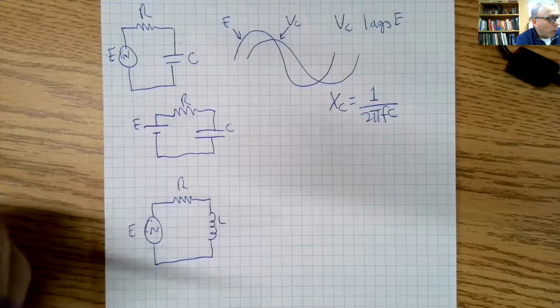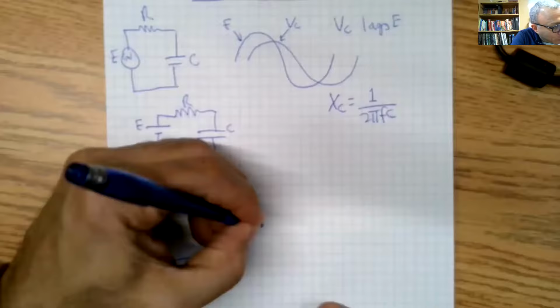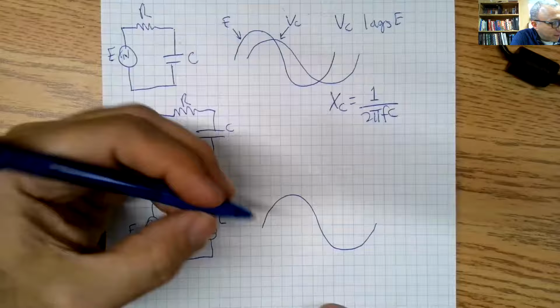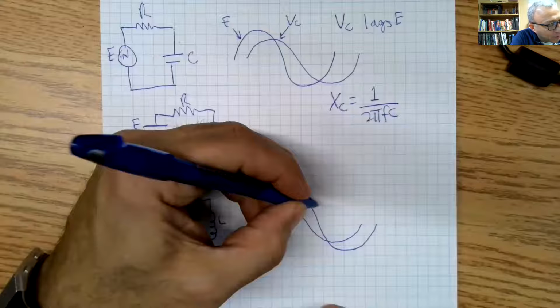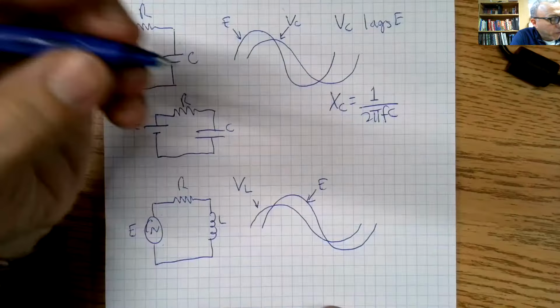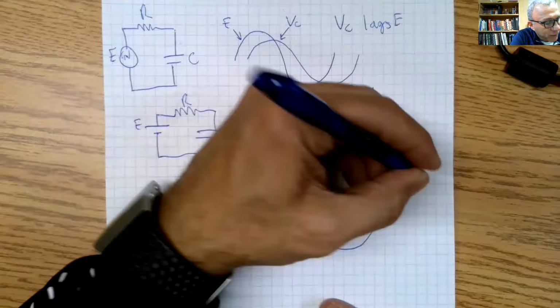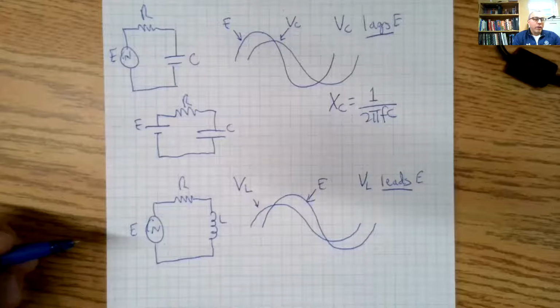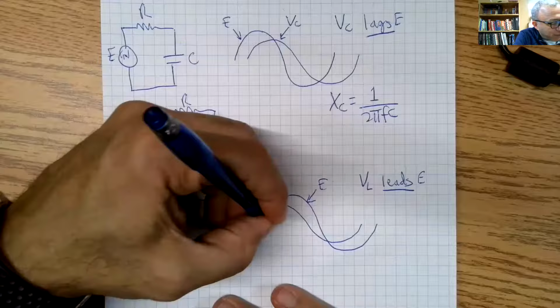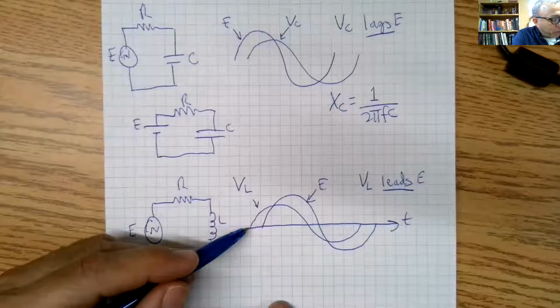So what we're going to see today is we have E, but we're going to see that the voltage in the inductor leads E. Okay, so this is E and this is VL. So VL leads E. Remember, we say it leads because it's happening first, because this scale is time, right? So this happens first, this happens after. So VL is leading E.